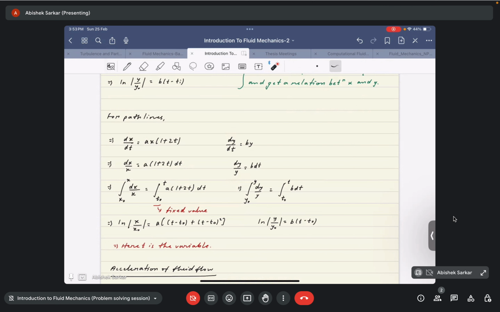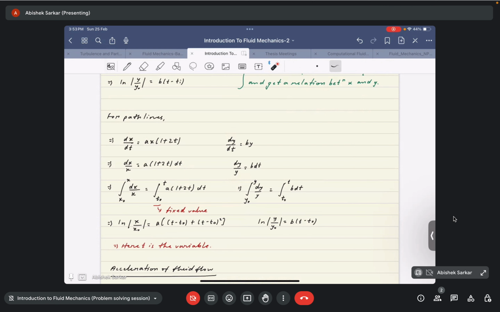Because streak lines are actually the locus of different particles that we plot, but in the case of path lines, it is the trajectory of a single particle, and thus the point of injection of a particle would, for a single particle, remain the same throughout the tracing of the particle, right? So t naught would remain a constant here, and thus the limit of integration will vary from t naught to t. T is a variable since t corresponds to the time up to which we want to trace our particle, right?